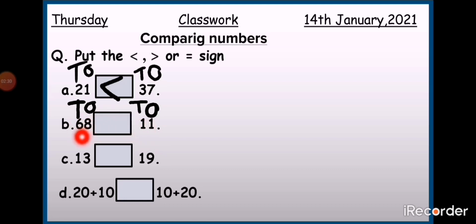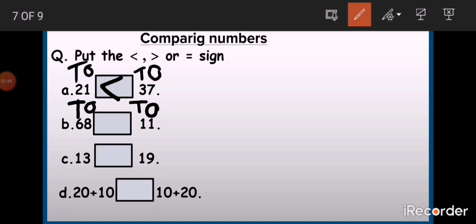Compare them. Compare the ones first. In 68, 8 ones. In 11, 1 ones. It means 68 has more ones. Now compare the tens. 68 has 6 tens. 11 has 1 ten. And it means 6 tens are more than 1 ten. So in short, we can say 68 is greater than 11. So we will put the greater than sign. So we'll put the open side towards 68 and the closed side or pointed side towards 11.